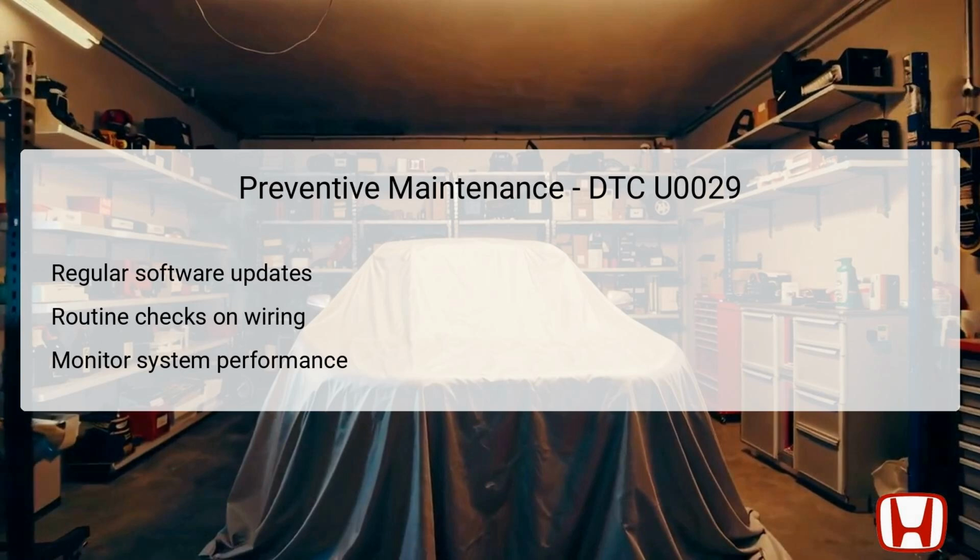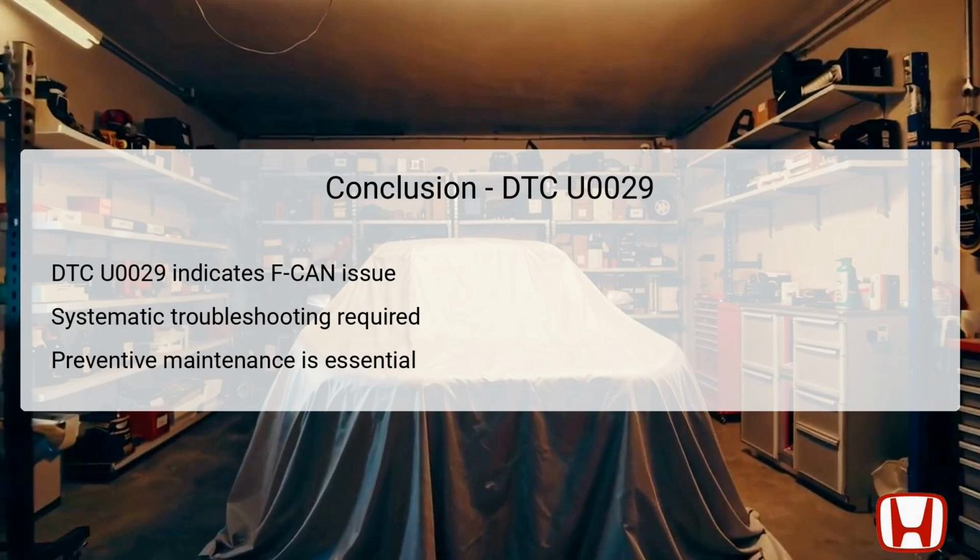In summary, DTC U0029 for the Honda Civic 2011 to 2015 highlights a malfunction within the FCAN, specifically affecting the ECM's functionality. Understanding the role of the ECM and its communication needs is crucial for effective troubleshooting. The systematic steps outlined include verifying the problem, assessing software updates, and checking for continued symptoms post-update. Final repair verification is a vital part of the process to ensure that all systems are functional and that no further issues arise.